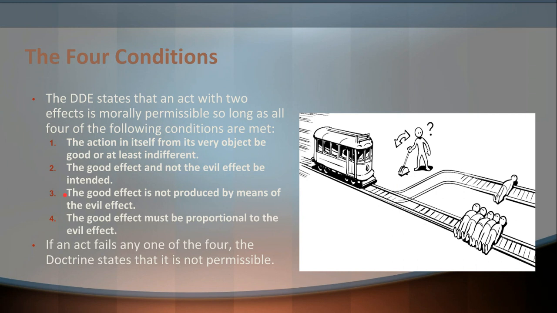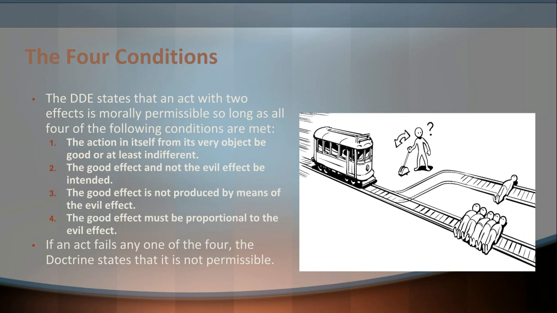The third condition is related, but rather than dealing with the intentions of the person, it has to do with the structure of the situation. So when we say the good effect is not produced by means of the evil effect, this means that we can't use the evil effect to produce the good one. That is, we can't use evil as a tool to bring about good things, because that's going to start running afoul of this other condition. If we're using the evil effect to produce good things, then what we're really doing is trying to produce a certain kind of evil because it's useful for us. We're trying to produce something bad so that we can get good results from it.